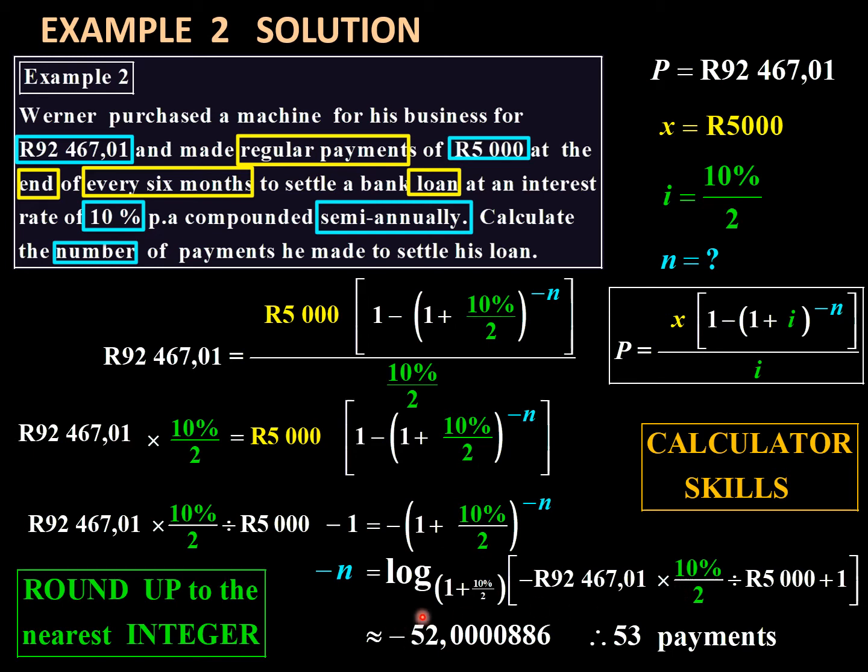So be careful there. This is quite a long calculation, so do it carefully, write down the answer and redo it just to make sure that you have done everything correctly. It's much better pressing a division instead of the fraction key on your calculator. It's much better just saying divided by that, rather than doing everything in one line.